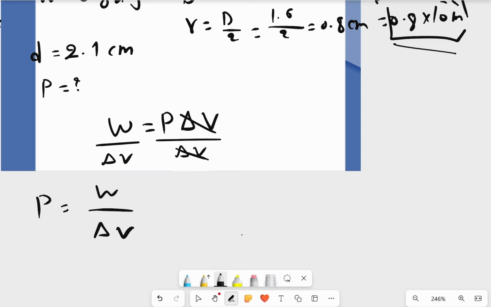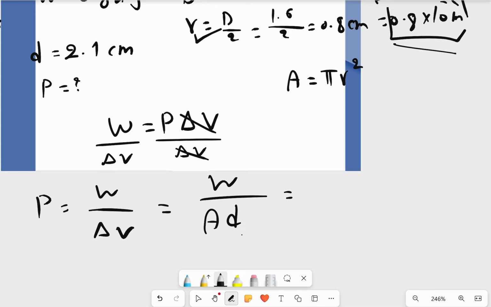Now guys, do I have volume? No. But do I have another equation for the volume? Yeah, we studied that in the previous lesson. Volume is area multiplied by distance, so pressure is work divided by area multiplied by distance. It's the same equation. Now remember, area was equal to pi r squared. That's why I need this radius. Okay, then it's pretty easy.